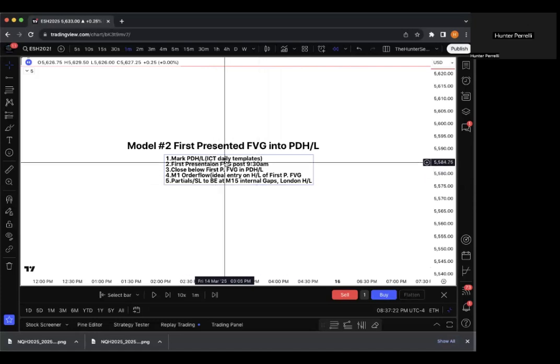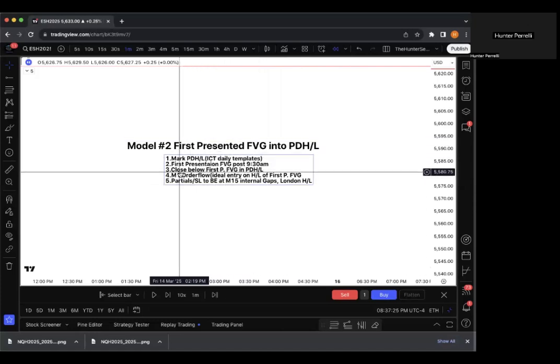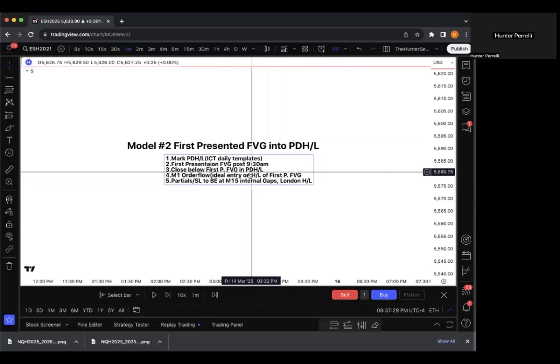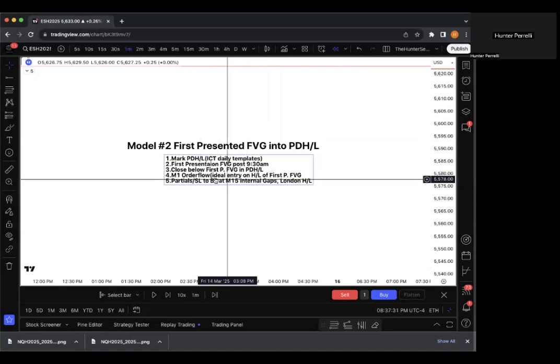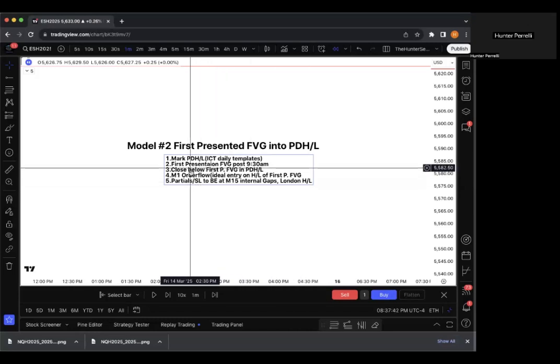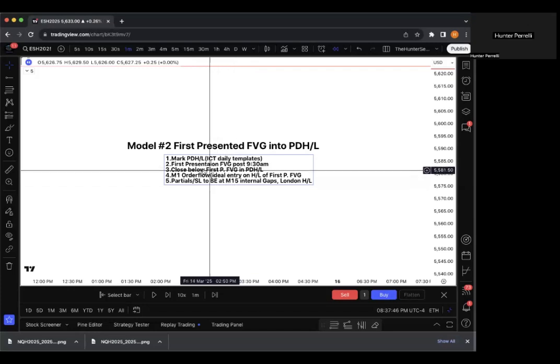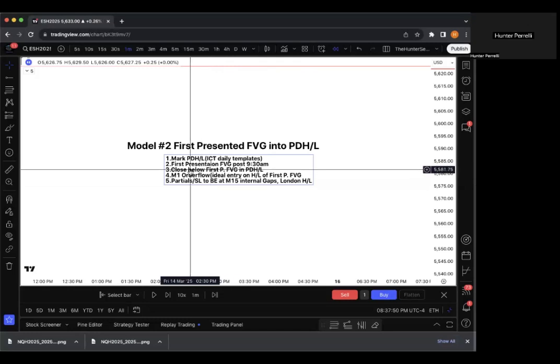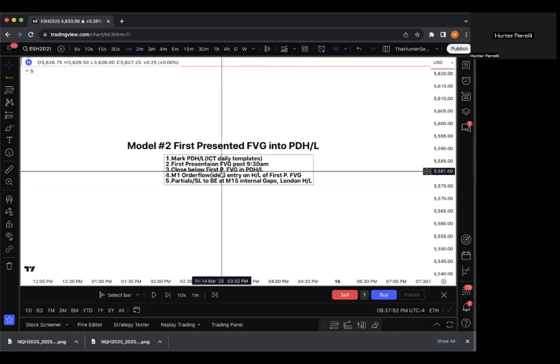You're going to mark the first presentation gap, and then you're going to wait for it to close below. This says below first presentation gap in the direction of the previous day's higher low. It needs to close above the first presentation if you're looking to take out a previous day's high. So if you're putting in a high of the week or you're trading away from a high of the week, you want to see a close above first presentation's high. Vice versa, if you're looking to take out a previous day's low, you're going to be looking for a close below first presentation.